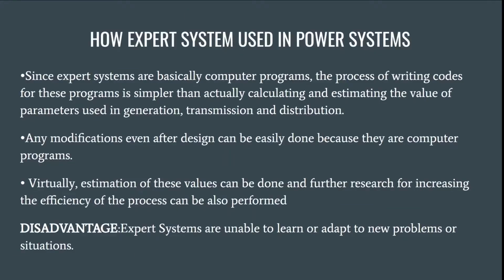How expert systems are used in power systems. Since expert systems are basically computer programs, the process of writing code for these programs is far simpler than actually calculating and estimating the values of these parameters used in generation, transmission, distribution, and utilization. Any modification, even after design, can be done very easily since they are only computer programs. Virtually, estimation of these values can be done, further research can be done, and the efficiency of the process can also be increased. The disadvantage is that they lack the ability to learn and adapt to new problems and situations.